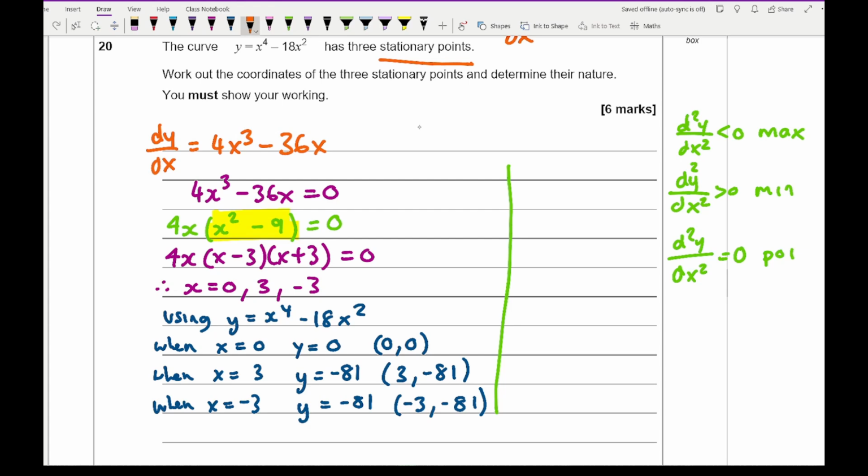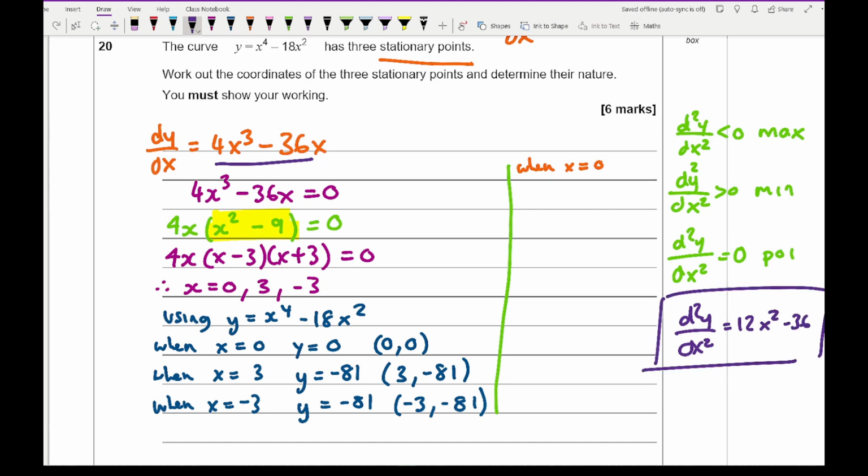So for this, if we substitute the values, when x equals 0, we'll need to work out the second derivative first. So the second derivative, using dy dx, which is this here, is going to be 12x squared minus 36. So when I substitute x equals 0 into the second derivative, that's going to give me a value of minus 36, which is less than 0, so that's going to be a maximum point.